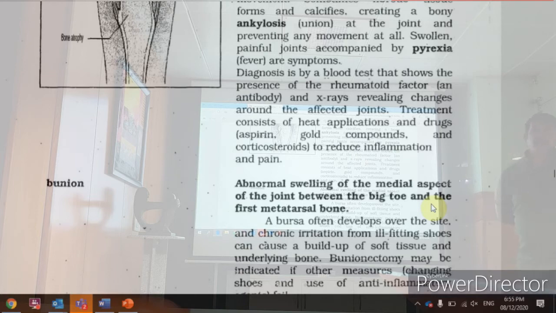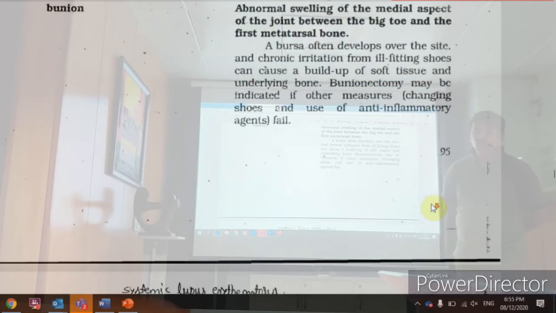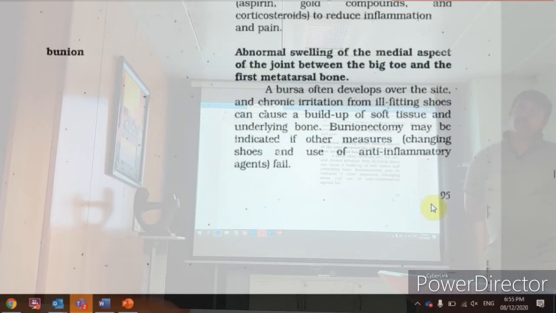Bunion, I mentioned that to you at that time. Because of faulty shoes, excess soft tissue and bone forms at that particular spot. That is known as bunion. It is an abnormal swelling of the medial aspect of the joint between the big toe and the first metatarsal bone. Okay, that is bunion. Simple: avoid those shoes. The triggering factor should be removed, the root cause should be removed, and then the correction will happen. Okay.